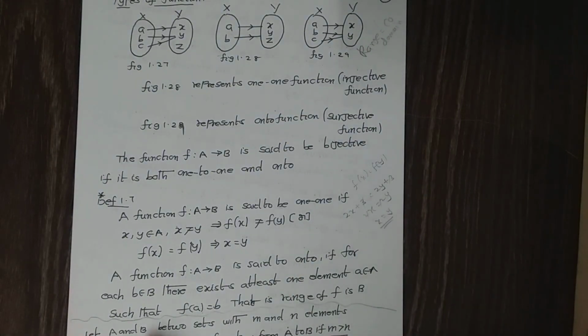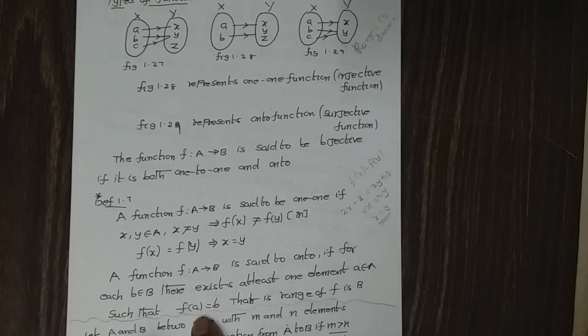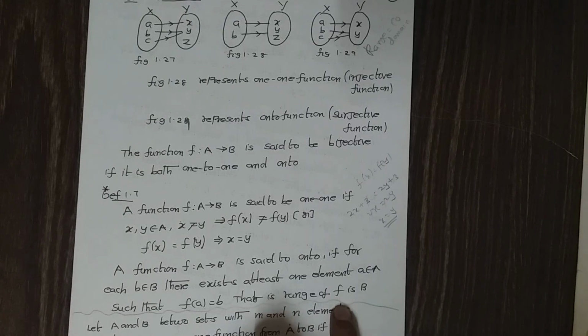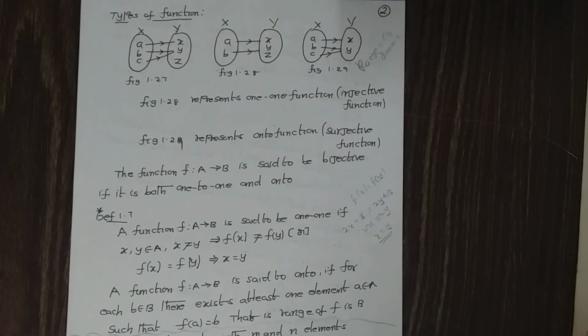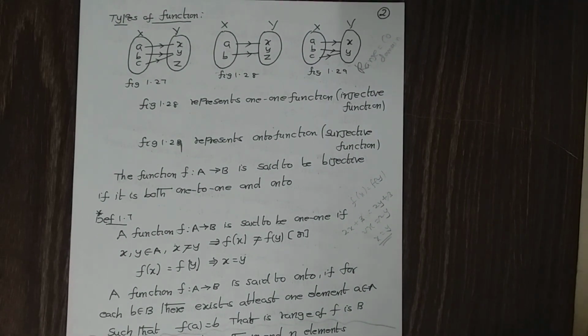So I think you got this: such that f of x is equal to b. That is, the range of f is B, codomain. Range of f is codomain means it is an onto function.